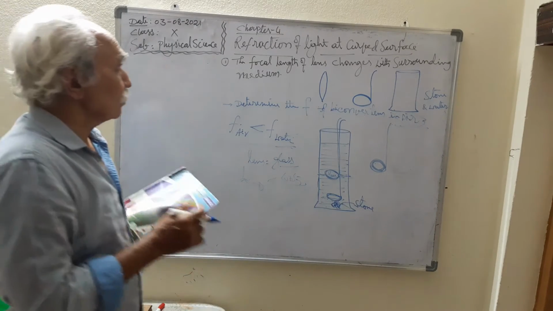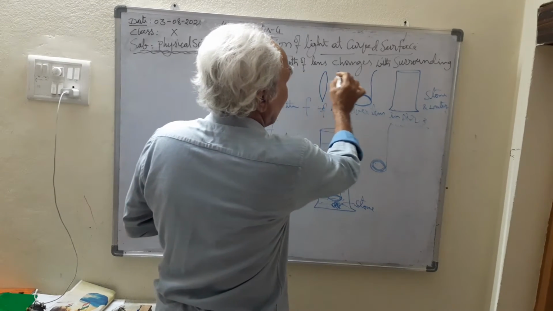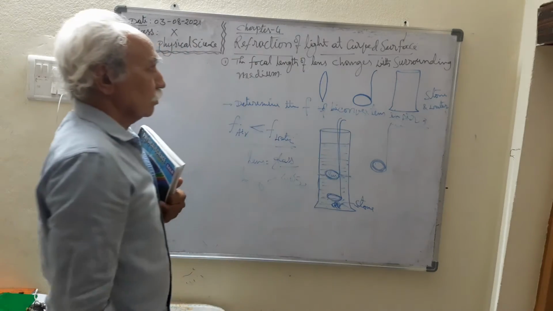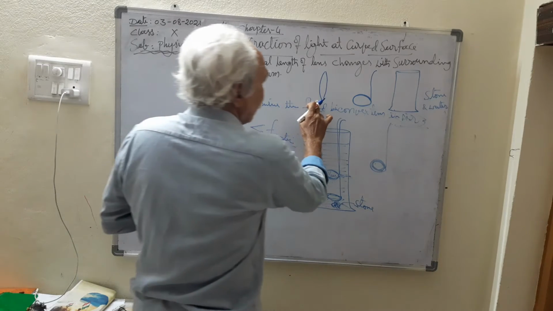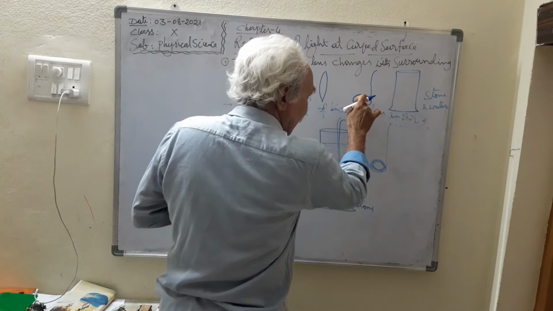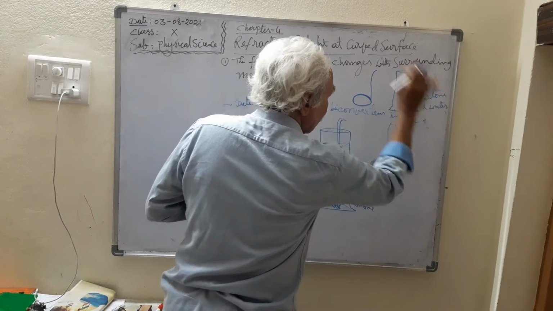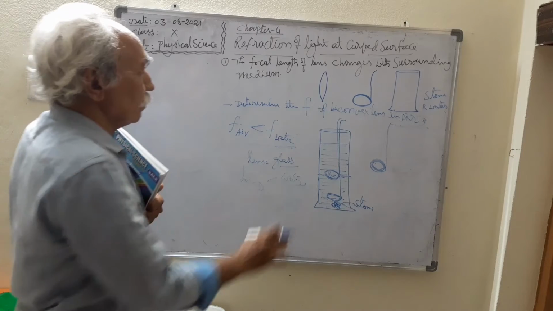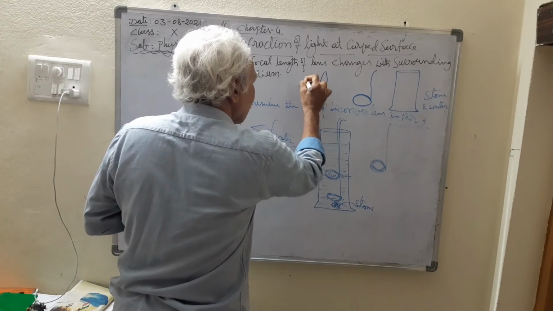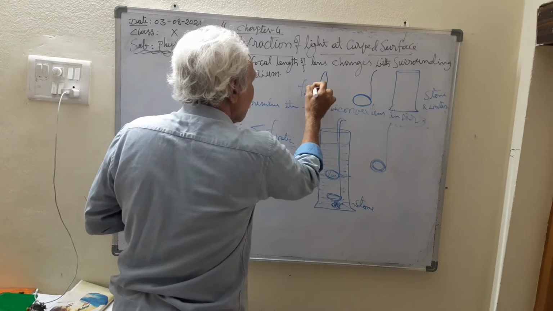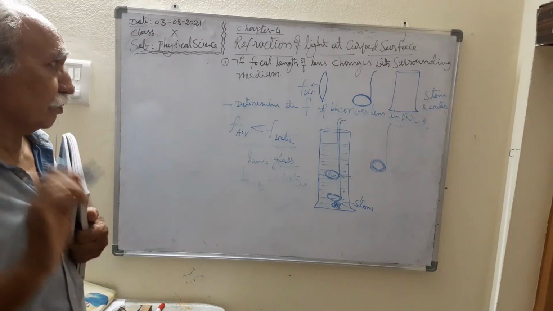Now, once again, listen. The first point, what is the aim? The focal length of the lens changes with the surrounding medium. What do we require to show that activity? A biconvex lens, lens holder, jar, stone, water. First you take the biconvex lens and determine the focal length of this biconvex lens in air medium.